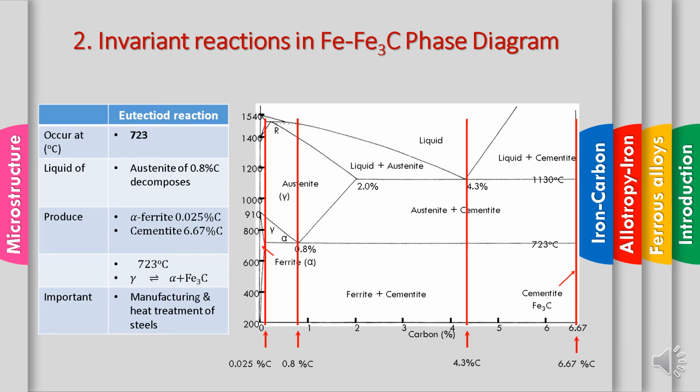And then for the eutectoid reaction at 723 degrees Celsius, which is this line, we can see austenite at 0.8 percent carbon decomposed, and it will produce this point, which is 0.025 percent, and also this point, which is 6.67 percent. At this point, there is a transformation from the austenite straight away to ferrite and cementite. This is very useful for the manufacturing and heat treatment of steel, because this is the region of steel, below 2.0 percent carbon.